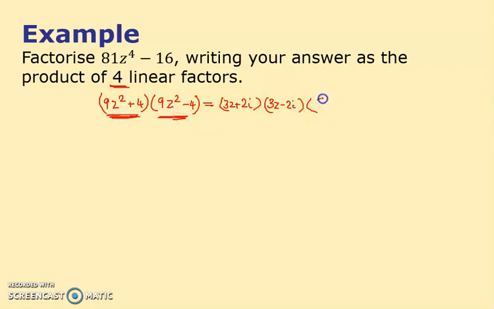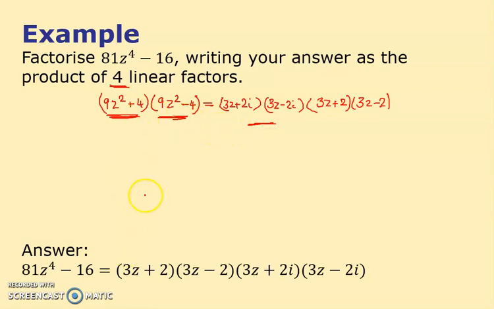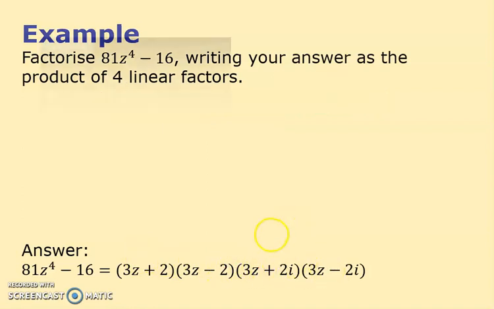Well, this is 3z plus 2. No i's needed this time. 3z minus 2. And the reason why I don't need i's on those last two is because this is a minus. When it's a minus, it's a proper difference of two squares. When it's a plus, it's the addition of two squares. I think that's the answer. Oh, they've written it the other way round to me in terms of the fact that I've got proper numbers first, and then, yeah, that's right.